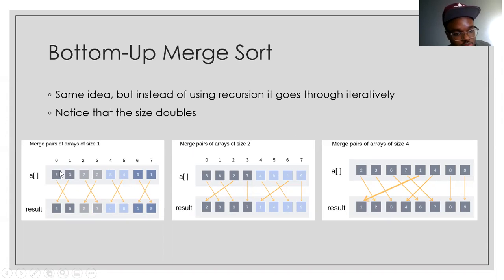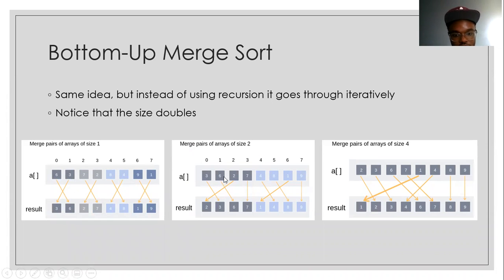So when we go through, it basically compares the elements and then sorts them. So 3 goes here, 6 goes here, 7 goes here, 2 goes here, 8 goes here, 4 goes here, 9 goes here, 1 goes here. And then we take this down here and then we move it up as our new array.